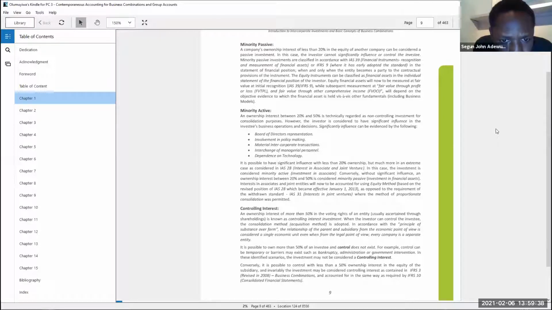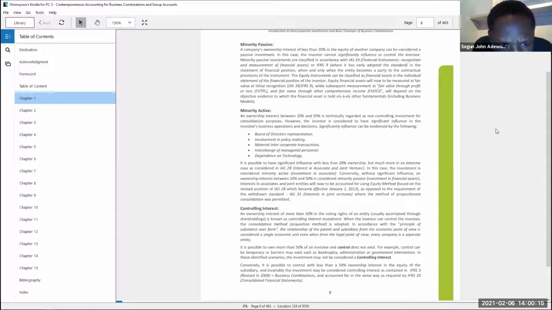It is possible to have significant influence with less than 20% ownership, but much more in an extreme case, as considered in IAS 28, interest in associates and joint ventures. In this case, the investment is considered minority active, investment in associates. Conversely, without significant influence, an ownership interest between 20% and 50% is considered minority passive, investment in financial assets.